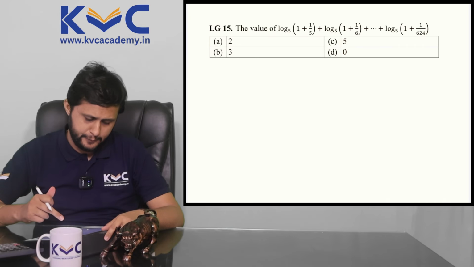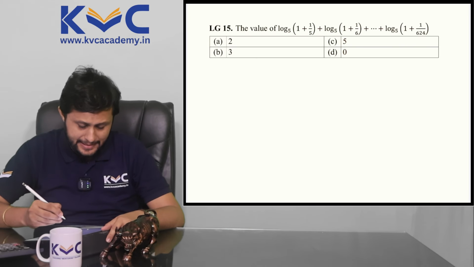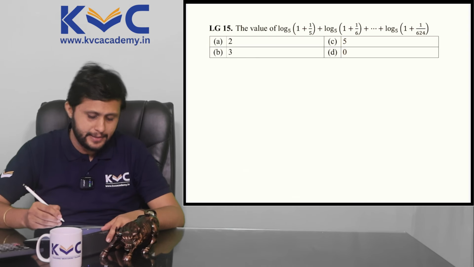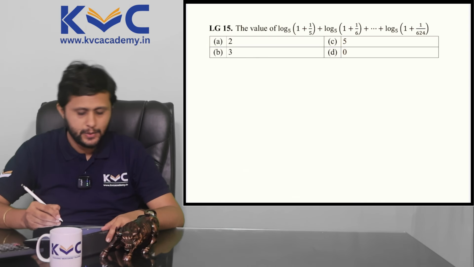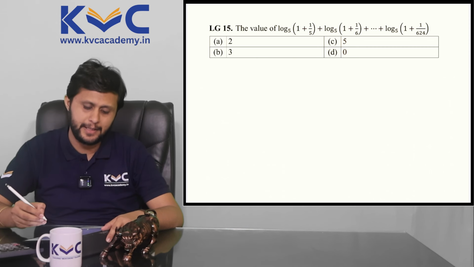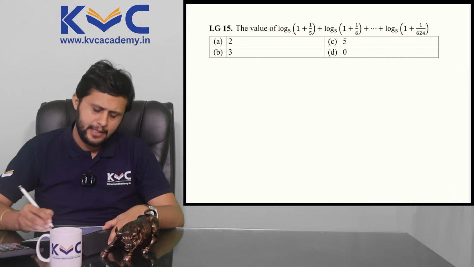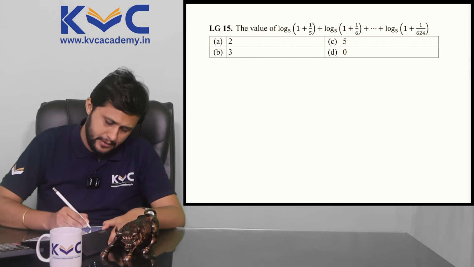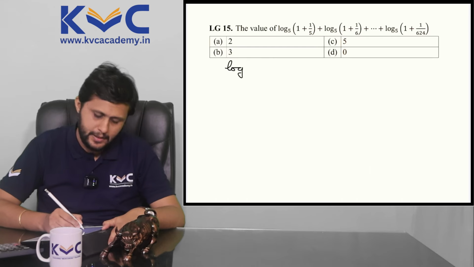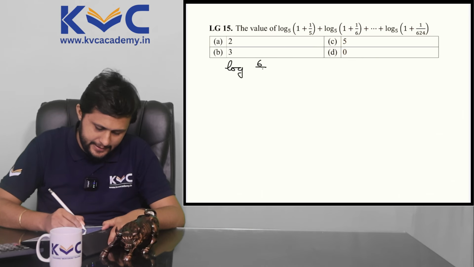Question number 15. Value of (1 plus 1 by 5), (1 plus 1 by 6), (1 plus 1 by 7), and so on. It goes on and on up till (1 plus 1 by 624), to the base 5. Let me try to simplify this. Log. If I add 1/5 to 1, what do I get? 6 by 5. Correct? 6 by 5.